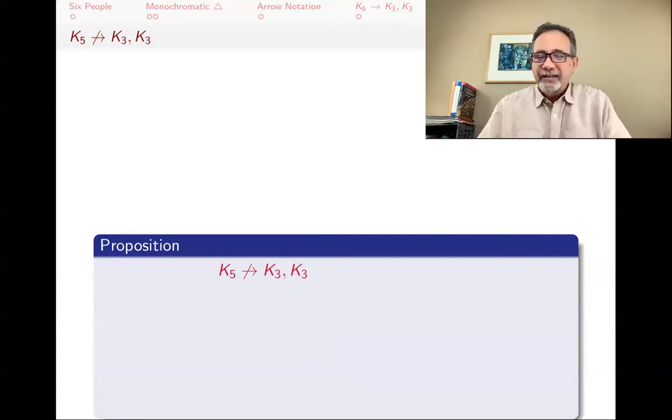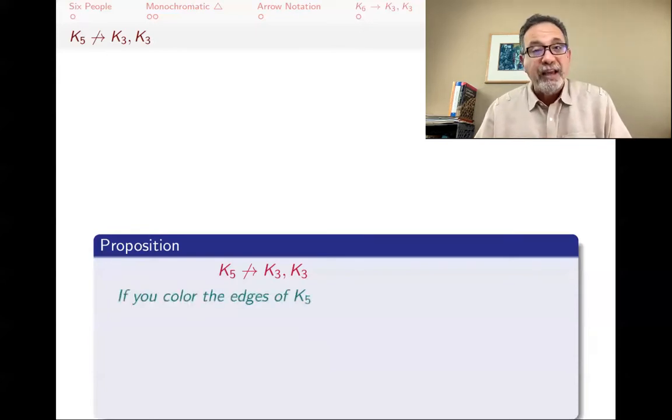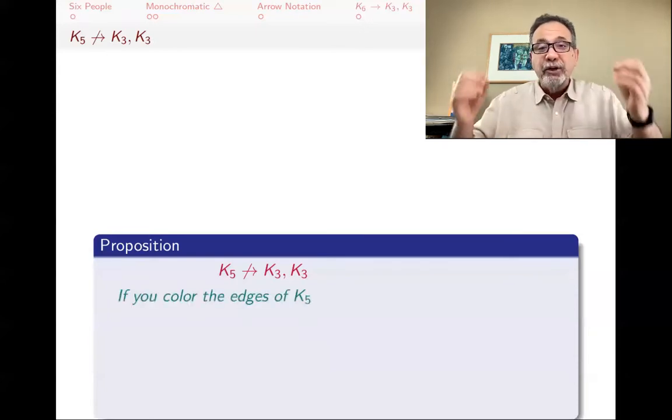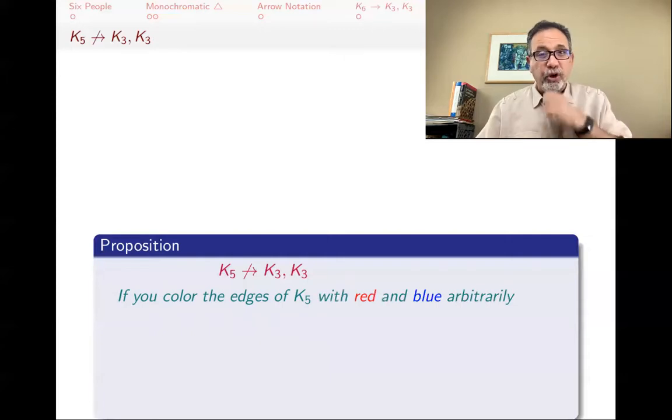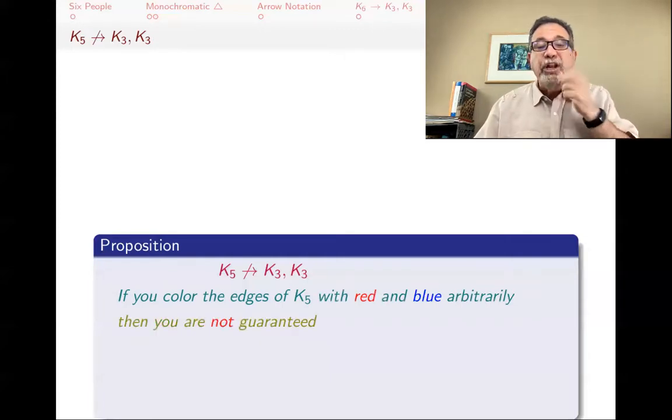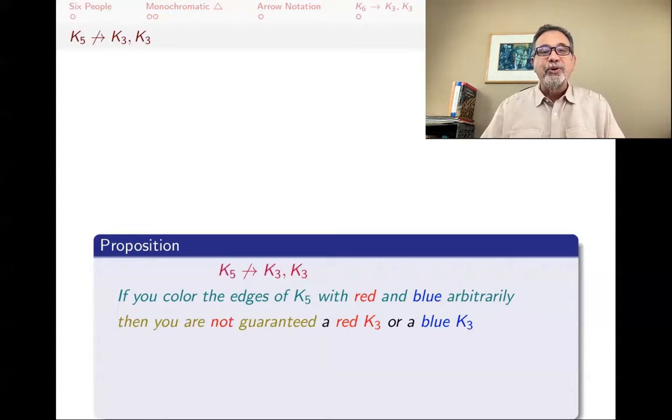So some of that is to make sure that we understand this arrow notation well, but some of it is because I want to make a point later that K6 was sort of important there. Okay, so what does it mean to say K5 doesn't arrow to K3 or K3? Well, it means that if you color the edges of a K5, now what's a K5? A complete graph on 5 vertices. So you have 5 vertices and all the edges between them. If you color those edges with red and blue arbitrarily, then you're not guaranteed a red K3 or a blue K3. You're not guaranteed that.